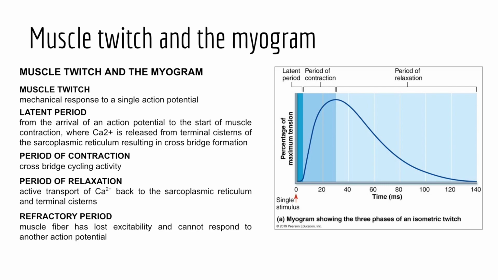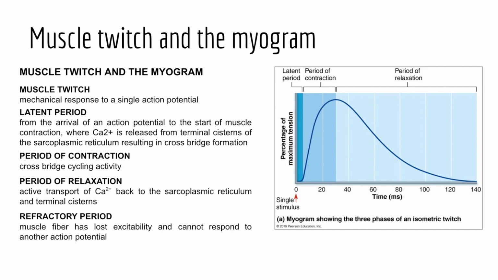First, what is a myogram? Well, if we look here, we're going to see a myogram is simply a graph or a record of muscle contraction, by which we're going to see some distinct phases or periods. We see a latent phase or a latent period, a period of contraction, and a period of relaxation. We also see a refractory period that I'll discuss in a moment. Let's go ahead and define muscle twitch first.